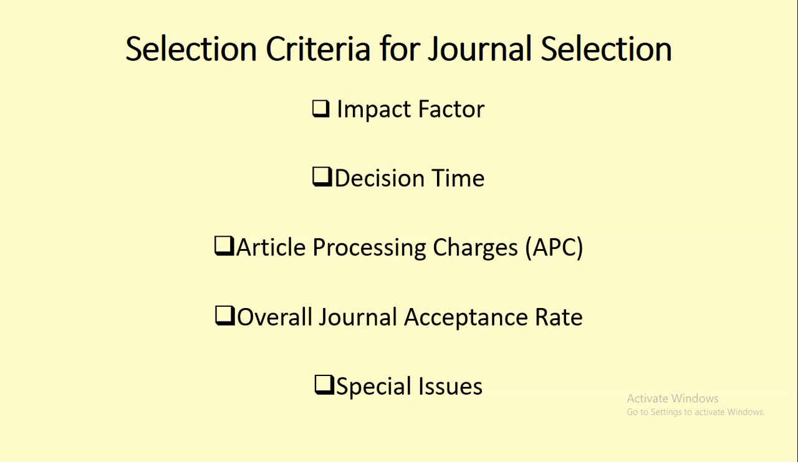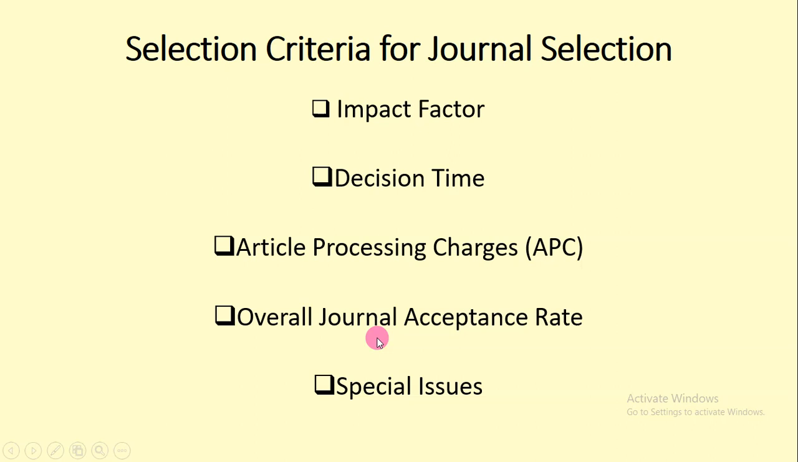The third thing is article processing charges. We also call it APC. It means how much money, in dollars or pounds or other currency, the journal is asking from the author. The fourth thing is the overall journal acceptance rate.